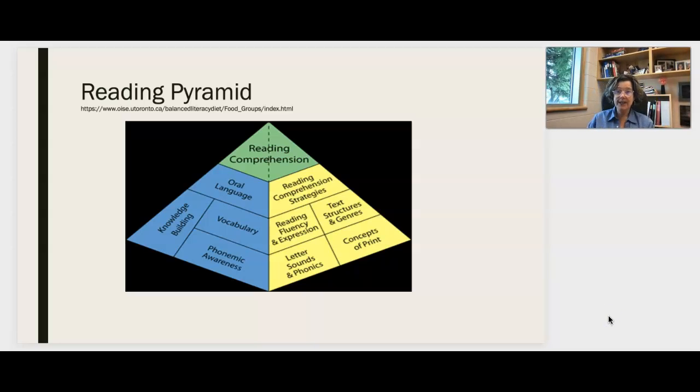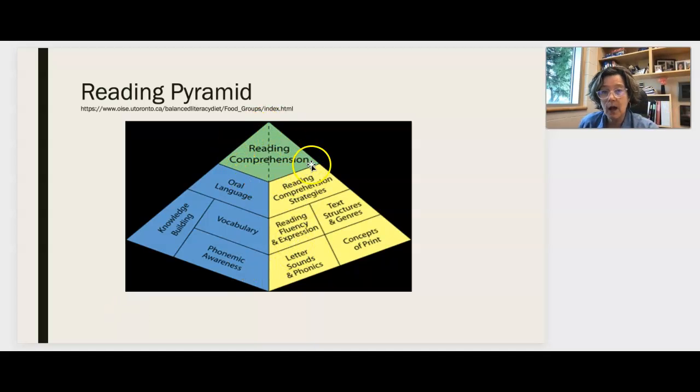Okay, so this is from Balanced Literacy Diet. Again, I believe you have had that on your reading list already. Again, just such a great resource for you for not just now in this course, but really for you when you're out teaching. So keep that in mind. Basically, this is the pyramid that you want to be thinking about when you're planning ELA courses.